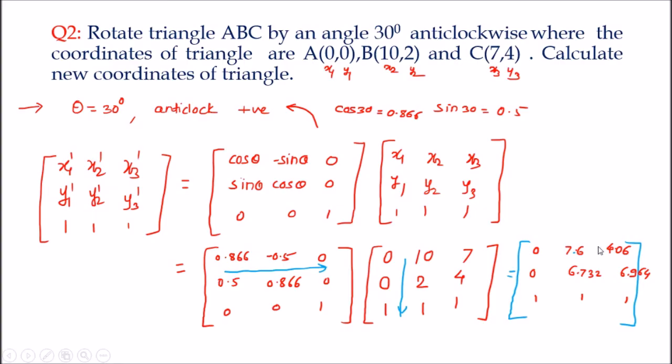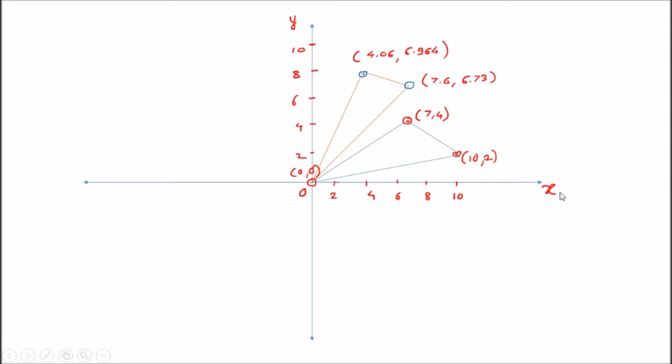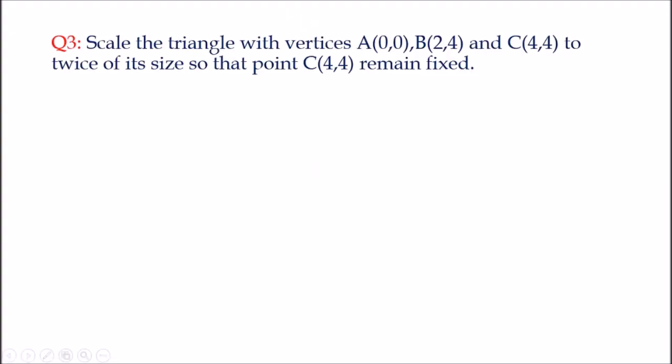Now if you plot those points with respect to the xy coordinate system, you will get such a triangle. This is the original triangle. After rotating by 30 degrees, this is the new triangle. So you can plot the original as well as the new triangle with respect to the xy coordinate system. So the triangle 0 0, 10 2, 7 4 is rotated by an angle of 30 degrees to 7 6, 6.73 4.06, 6.964 0. So this is the third problem.